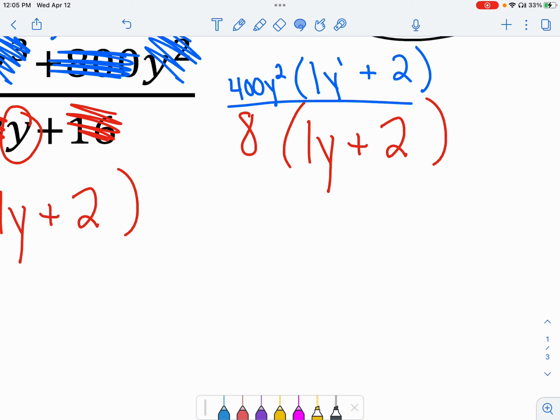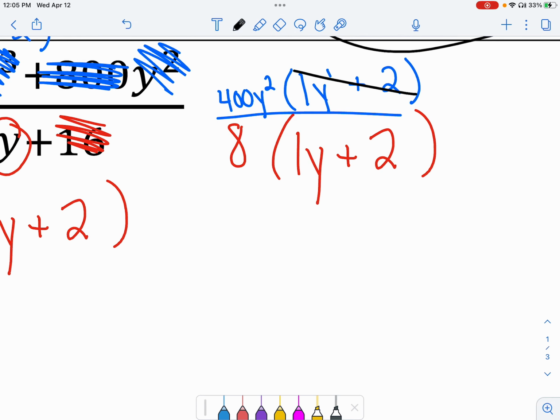Oh, do you see it? Does anybody see the binomial? Those match identical, so they can cancel out. They match. Yay! So if they match exactly, you can cancel them or reduce them.